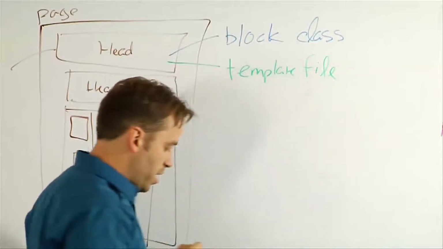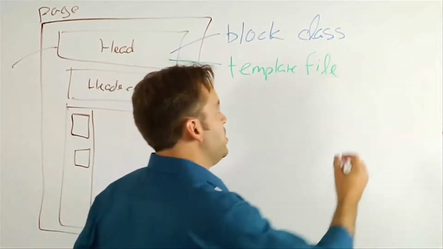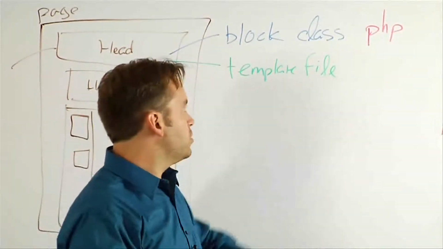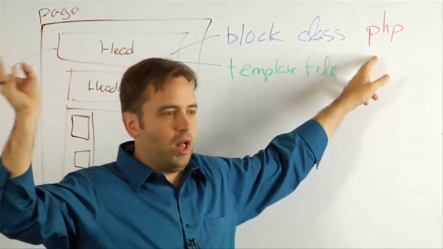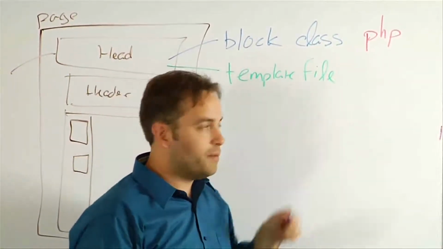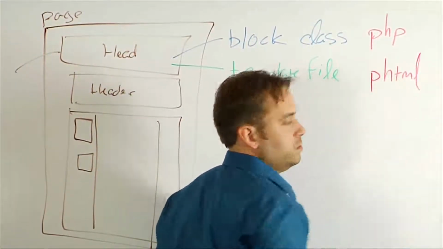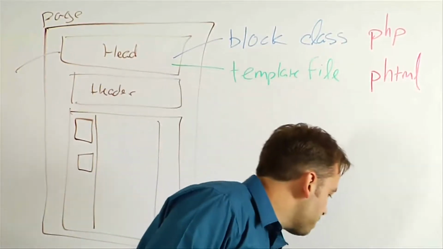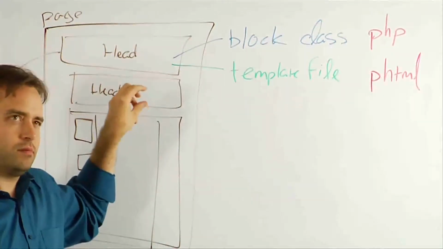I'll give you another little shorthand. Block classes, those are the PHP classes. Those are PHP files. Those are under our modules. So, for example, day 2 blocks. That's where we will find block classes. Templates are PHTML. And those we find in our themes. Okay? So that's what each of these blocks are.